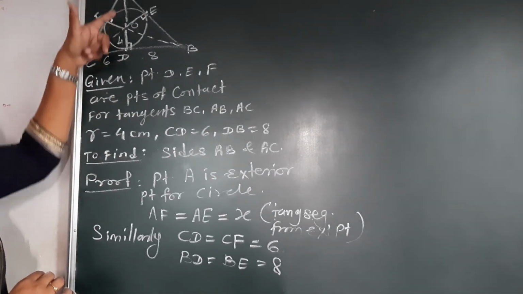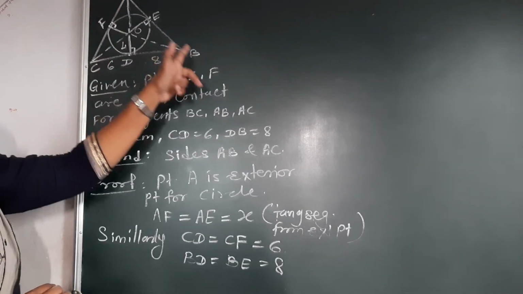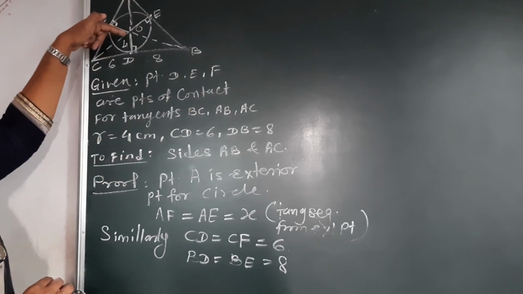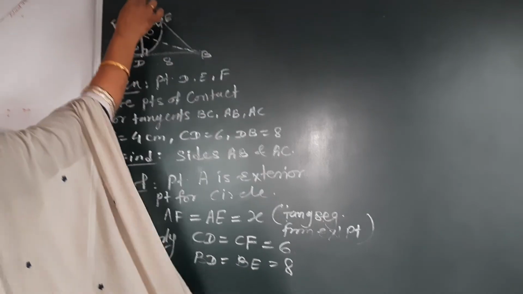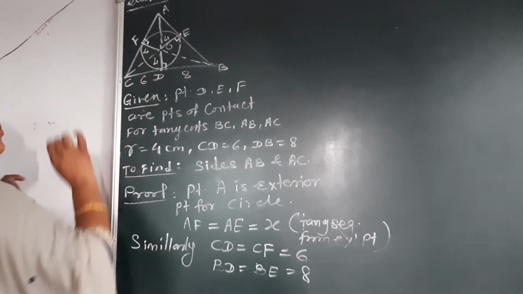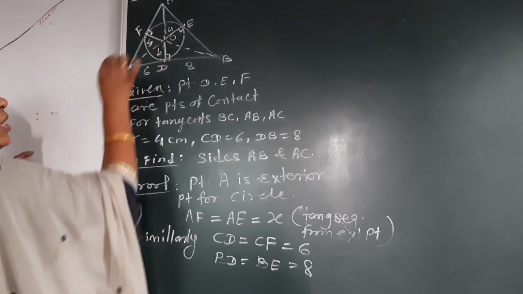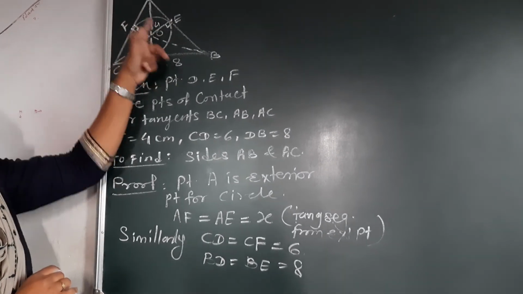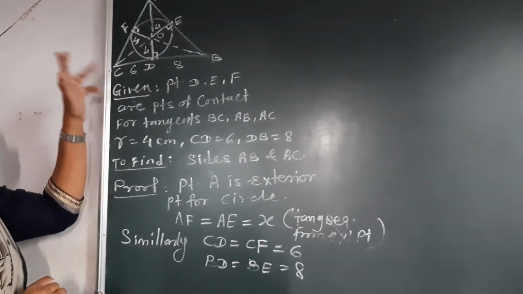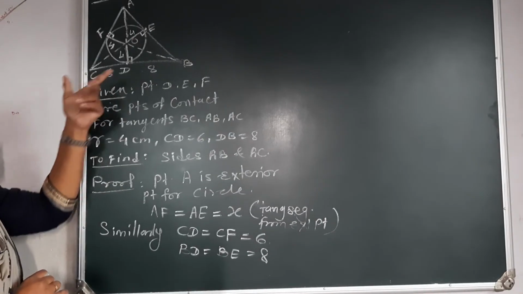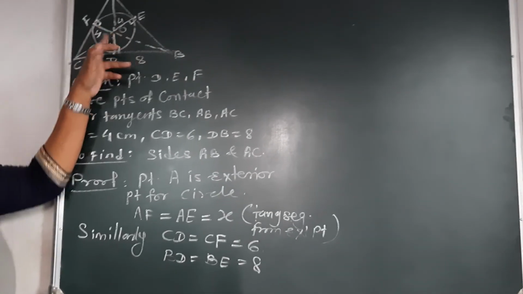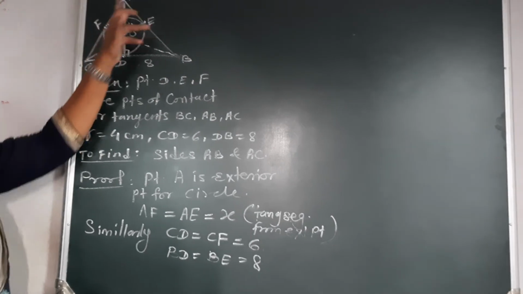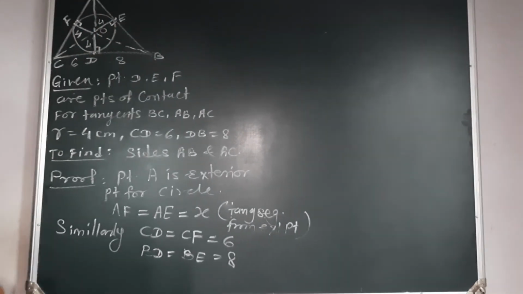For triangle AOB, the base is AB and the height is OE. OE is the radius of the circle, which is 4. For triangle AOC, OF is the height, which is 4, the radius of the circle. So for all three triangles the height is the same and the base is different, and that's why we consider the areas of these three triangles: triangle BOC, triangle AOC and triangle AOB.